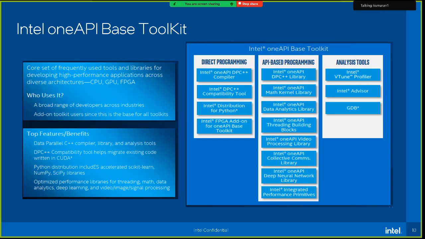And then on the right hand side you have the analysis tools. Once you have written your DPC++ code, you may want to optimize it and figure out how your code is doing. This is where Intel VTune and Intel Advisor come into the picture, which help you write very optimal code and give you advice on where exactly the optimization opportunities are.